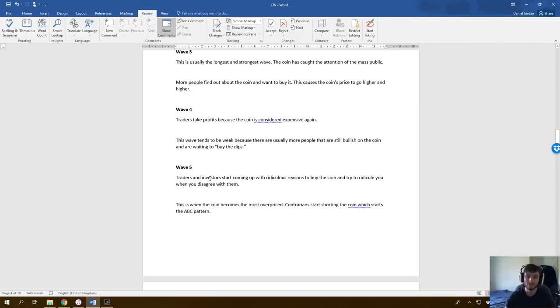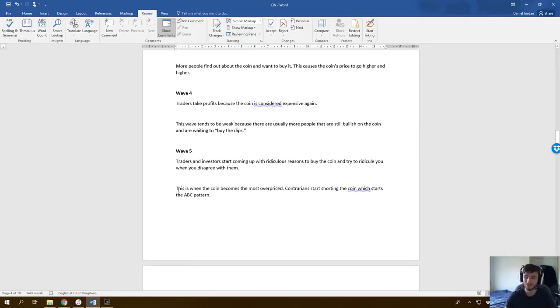So in wave 5, traders and investors start coming up with ridiculous reasons to buy the coin and will try to ridicule you if you disagree with them. You get this all the time on social media like Twitter, and it's just crazy, where people will really try to shill you this coin so hard, and they will give you ludicrous reasons to buy the coin, and they will really argue if you try to disagree with them. You see this all the time, especially on Twitter. So this is when the coin becomes the most overpriced.